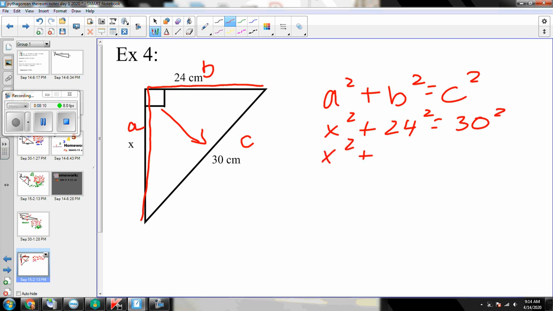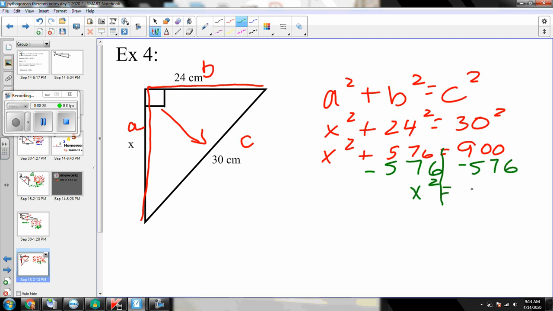Then I'm going to square 24. So when I square 24, that would be 576. 30 squared is 900. I cannot add 576 and 900 together. They're not on the same side. I have to solve my equation for x. So first I take away 576. And I get x to the second equals 324.